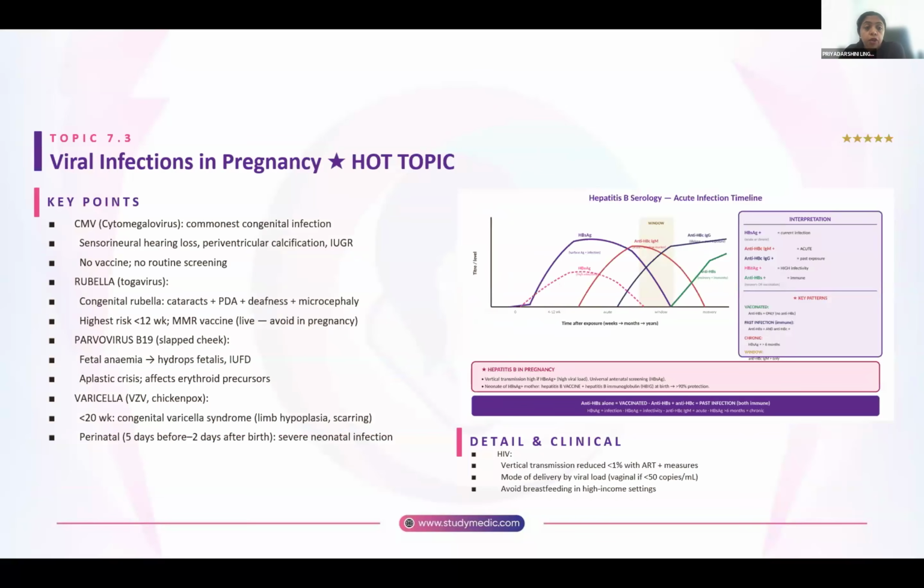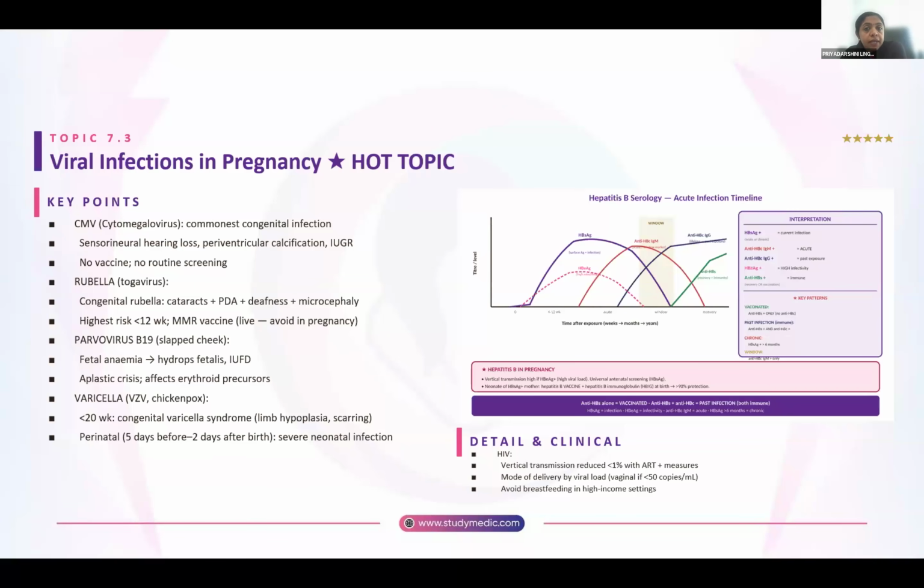Now coming to the next important topic, which is viral infections in pregnancy. Now coming to the key viral infections, the first one is going to be cytomegalovirus, which is the commonest congenital infection that we see. Now, what can this do to the baby? This can cause sensorineural hearing loss. It can cause periventricular calcification, and it can cause IUGR in the babies.